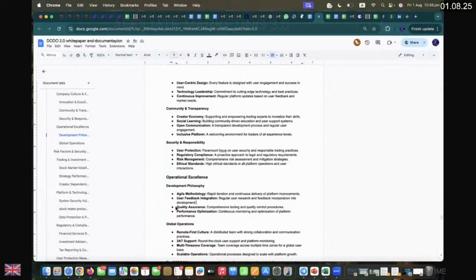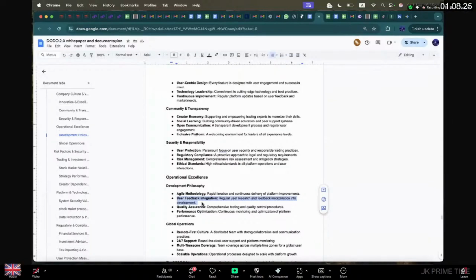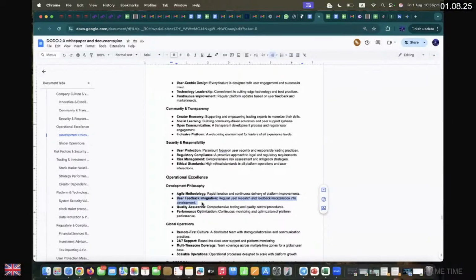Quality assurance, comprehensive testing and quality control procedure. So for me especially, user feedback integration is utmost important. I care about each and every community member's sentiments and their requirements. We always strive and try our best efforts in order to reach the standards of their expectations. Quality assurance and performance optimization.